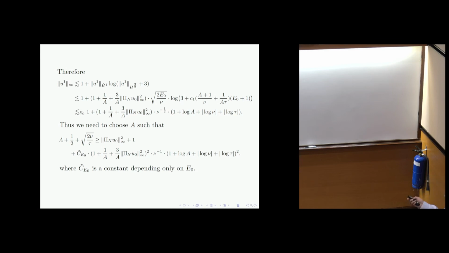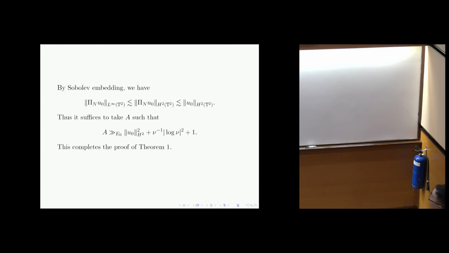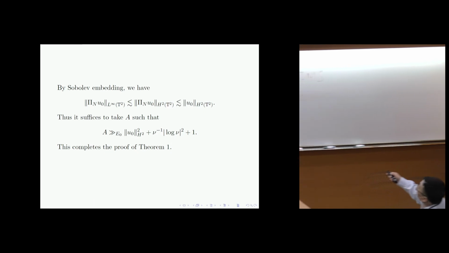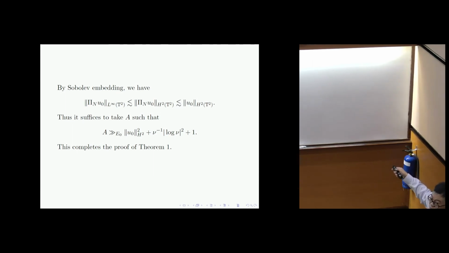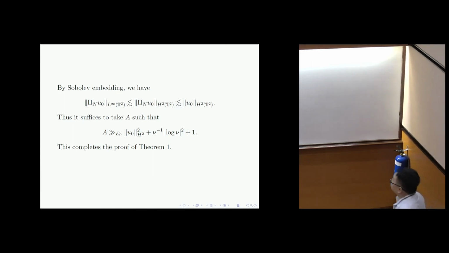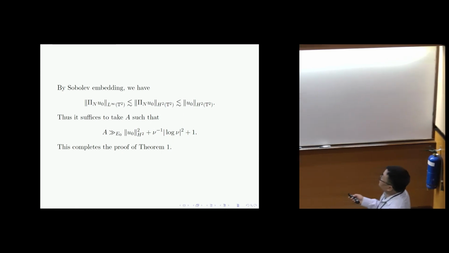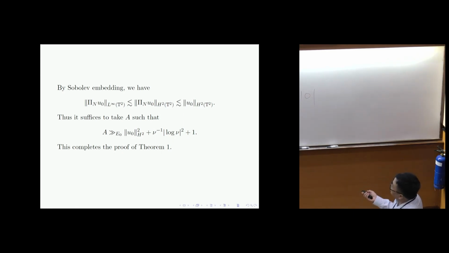And why do we need U0 to be in H2? That's from this inequality requirement. So we need U0 in H2, the regularity requirement. Okay, so this completes the proof, the base step, and then the induction step.